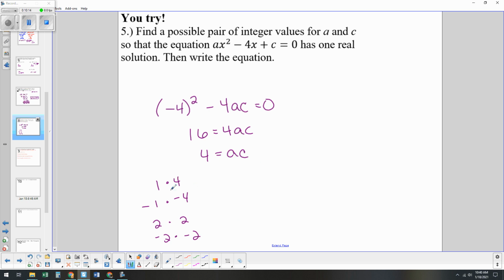Okay, so we would have had 4 different possible combinations. If you chose any one of these 4, you would be good. We just had to have the product be 4. So if I, let's say, chose the 1 and the 4, that'd be x squared minus 4x plus 4 equals 0. Okay?